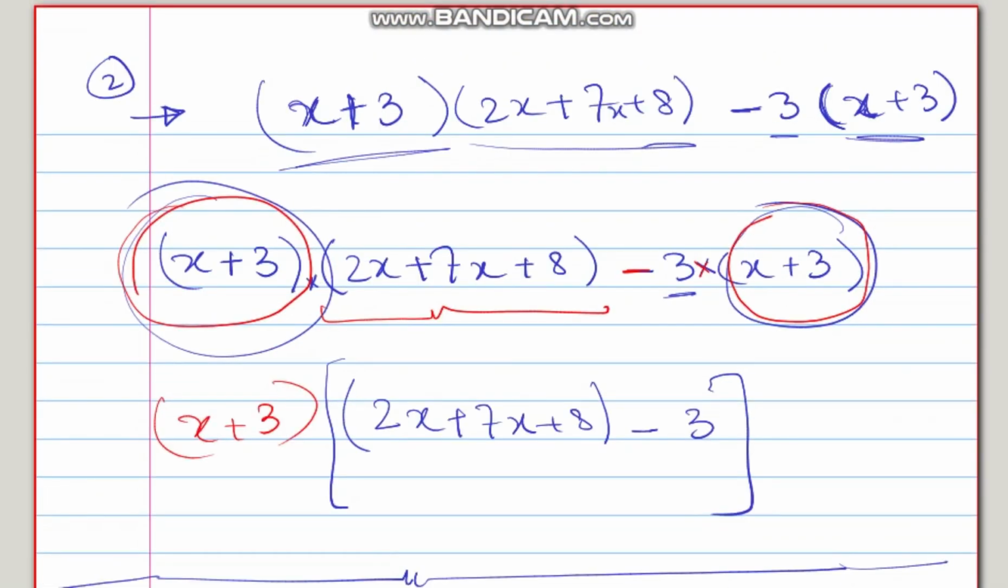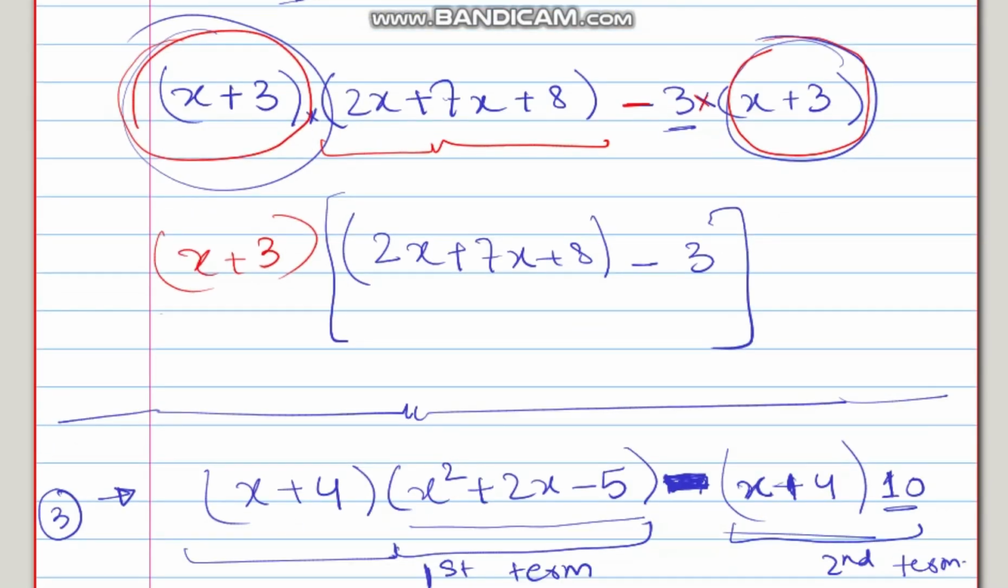Similarly, we have taken another example. This example is also done this way. What thing is common here? Please note this thing. The x plus 3 is common. We have taken x plus 3 outside. Similarly, this thing is in its own place, and 3 is here. X plus 3 is common, so it is outside here, and this is its place here, and the 3 is here.